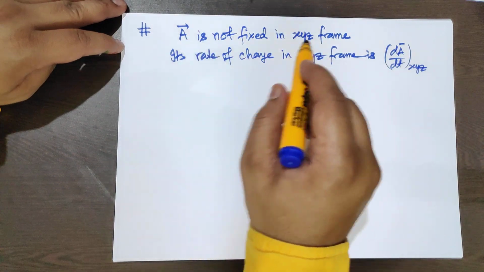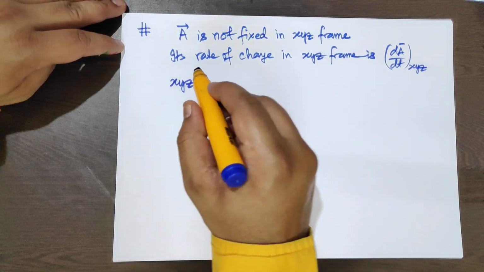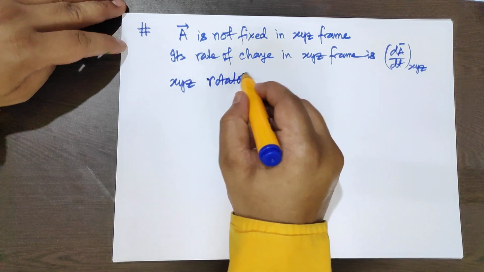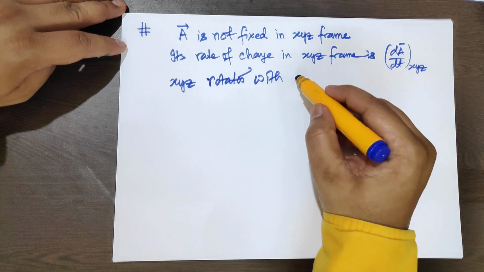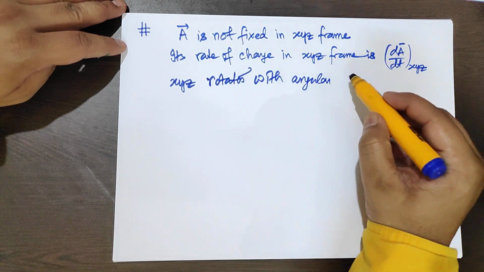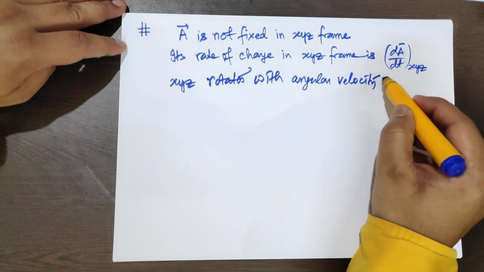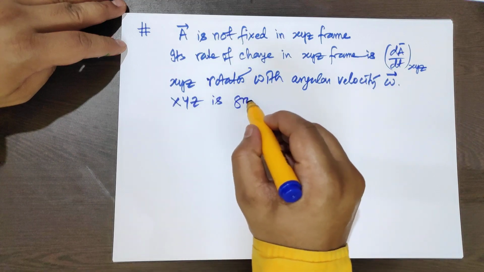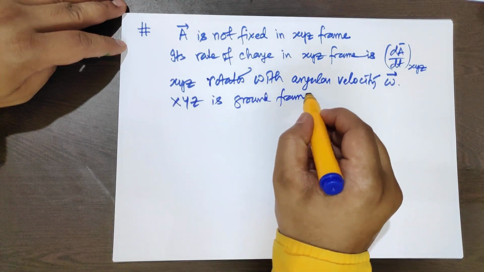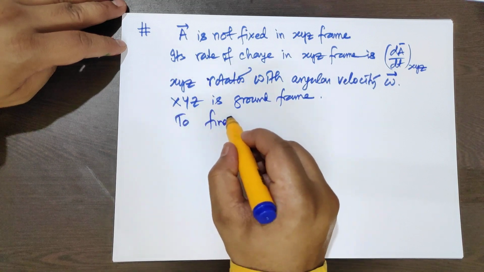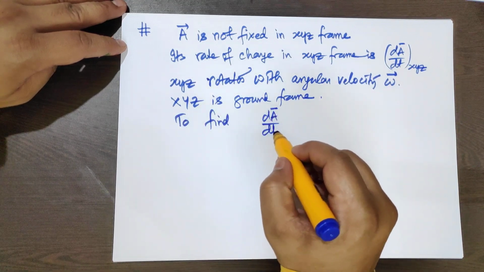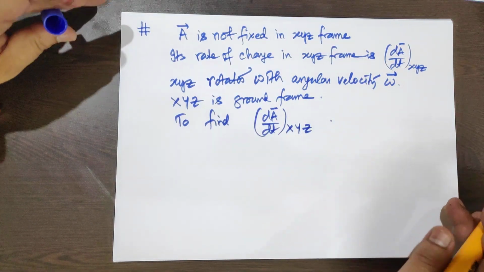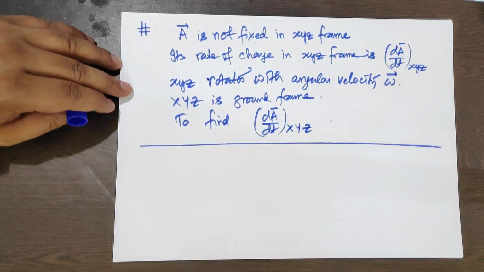Okay, so we'll consider this small xyz as a rotating frame. Small xyz rotates with angular velocity omega, and capital XYZ is the ground frame. Now to find dA/dt with respect to capital XYZ, this is our job now.